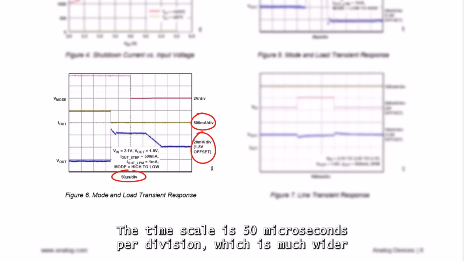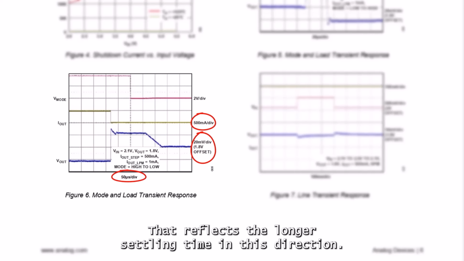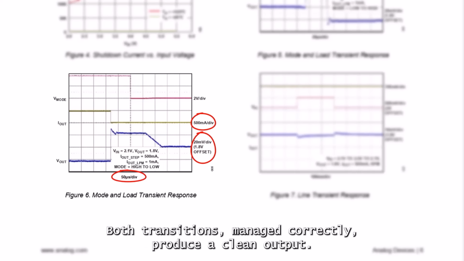The time scale is 50 microseconds per division, which is much wider than figure 5. That reflects the longer settling time in this direction. Both transitions, managed correctly, produce a clean output.